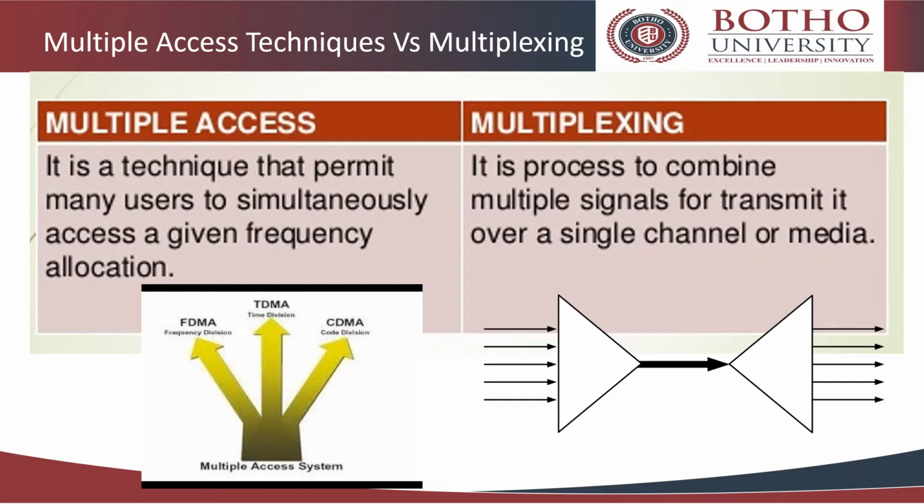Now, it is very important for us to appreciate the difference between multiple access techniques and multiplexing. Both multiplexing and multiple access methods have a threefold purpose. Number one, allowing multiple users to share finite communications resources equally and efficiently with acceptable mutual disturbance.